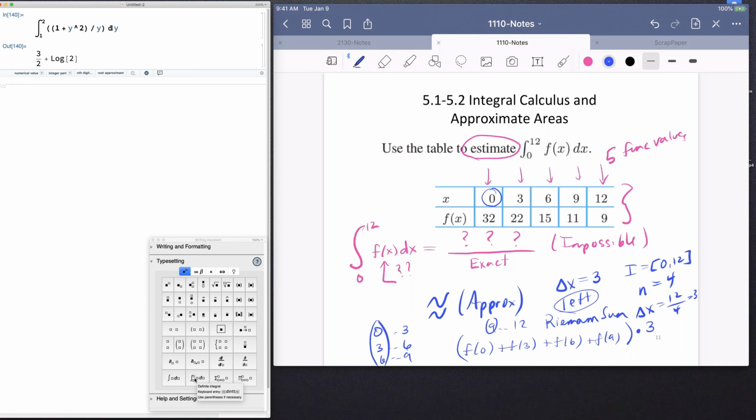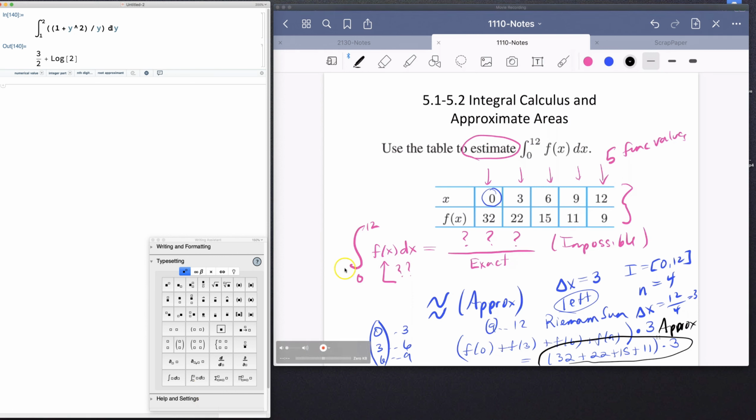Okay, to do the approximation, the function at 0 is 32, at 3 is 22, 15, and 11, and multiply that by 3, and you would get an approximate answer equal to whatever that number comes out to be right here. Okay, so there would be your approximation.